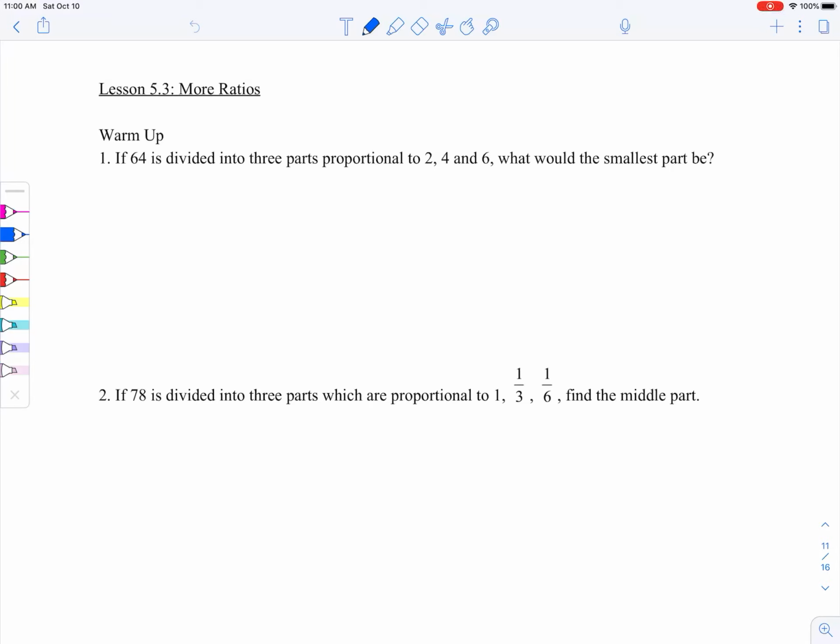Welcome to lesson 5.3 on more ratio type questions. For a warm-up, we're really going to quickly go over stuff with scaling factors.